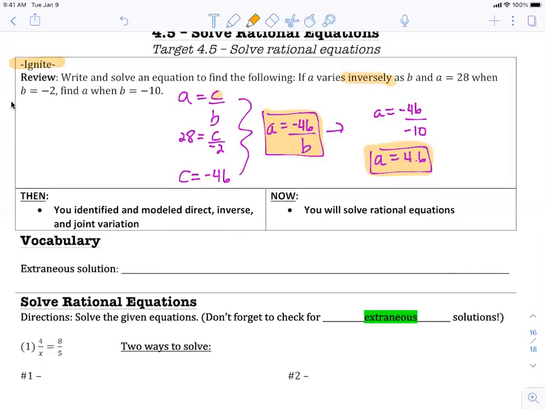So once you find your constant, you should have plugged in 28 for A and B as -2, and that allows you to find your constant. So when it says write the equation, that's all it means. It means find the constant and plug it in. But then we want to use that equation because it asks us to find A when B is -10, which is all you have to do is plug in -10 for B, and you have your final answer.